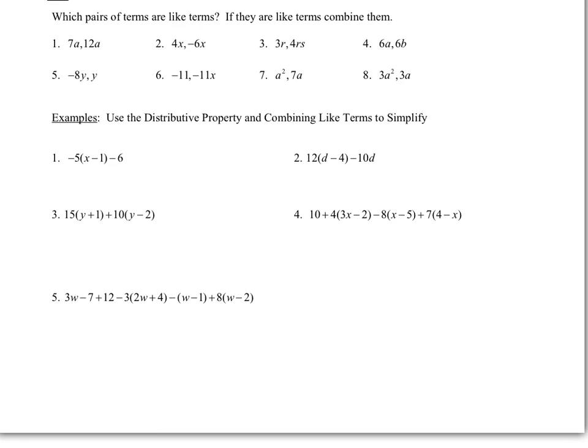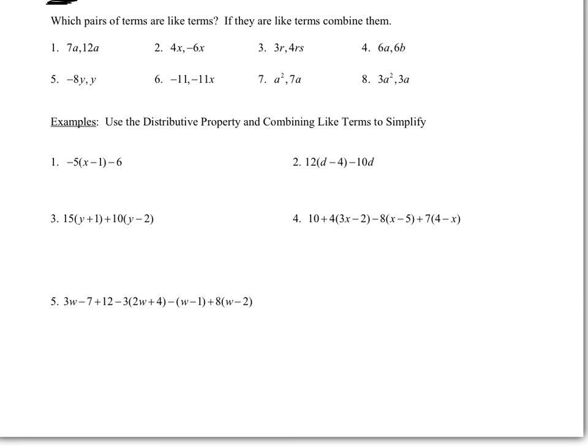Alright, so let's look at which of these are going to be like terms. Which pairs of the terms are like terms, and if they're like terms, we're going to combine them. In number 1, we have 7a and 12a. Now, they both just have an a, so we would say yes, these are like terms. When we combine them, the a is going to stay the same, but we're going to add the coefficients. So 7 plus 12 will give us 19a.